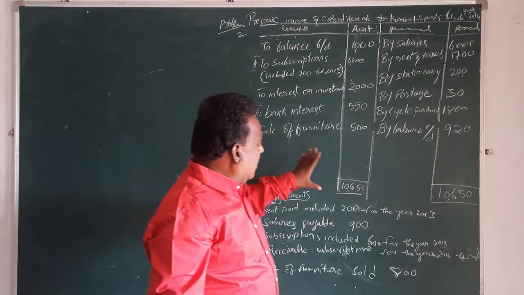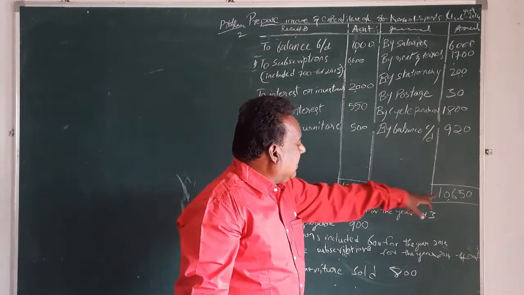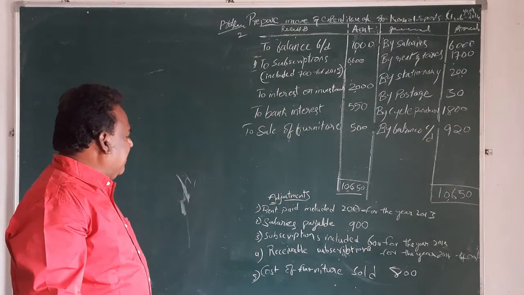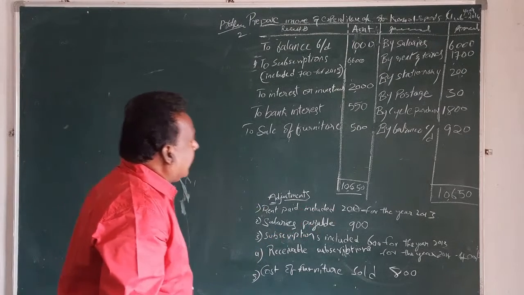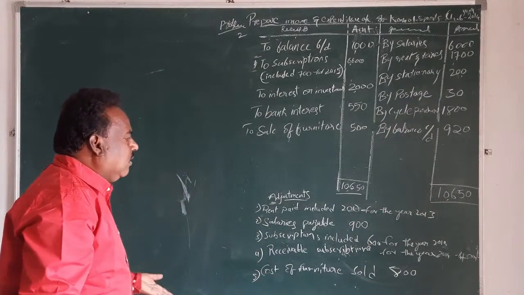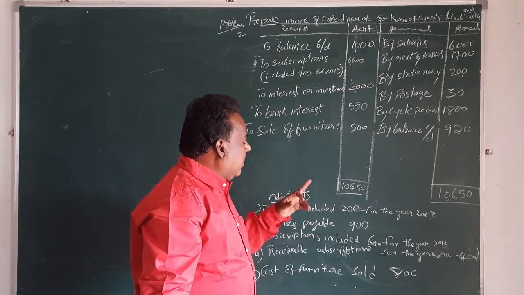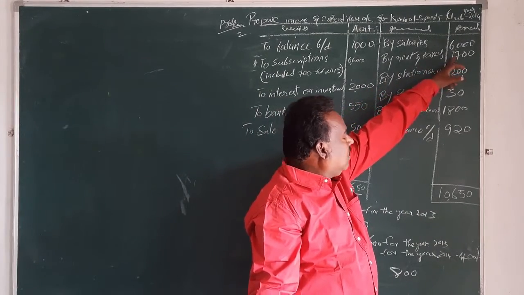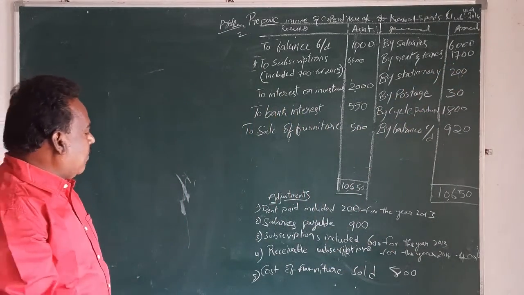So the total of the receipts and payments account on both sides is 10,650. These are the certain adjustments that must be made. Rent paid included 200 for the year 2013. Rent and taxes is 1,700, in which 200 rupees is related to the preceding year. So it must be deducted from rent and taxes, 1,700 minus 200, on the debit side of the income and expenditure account.